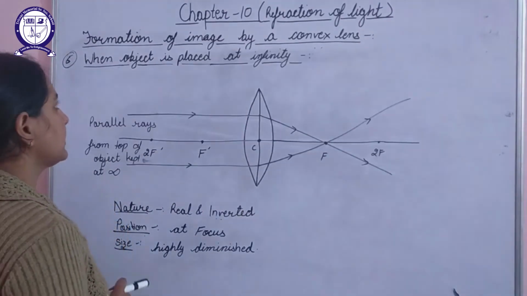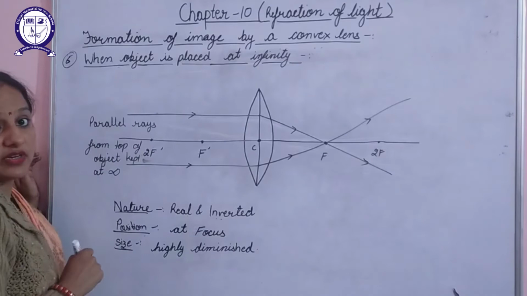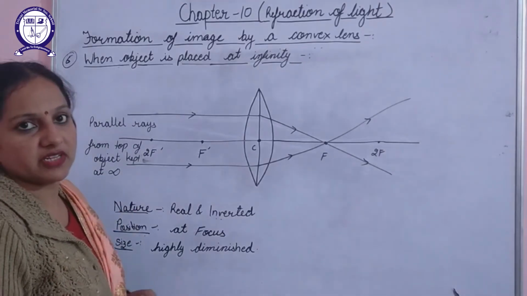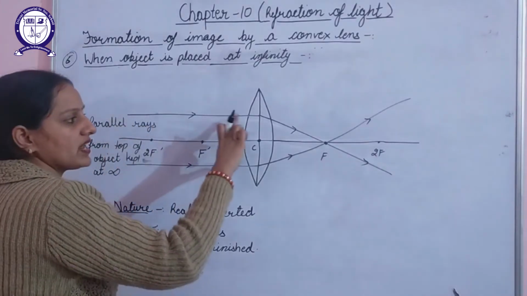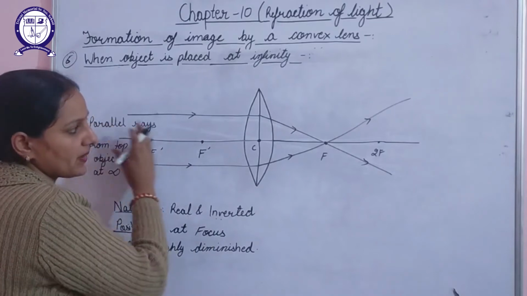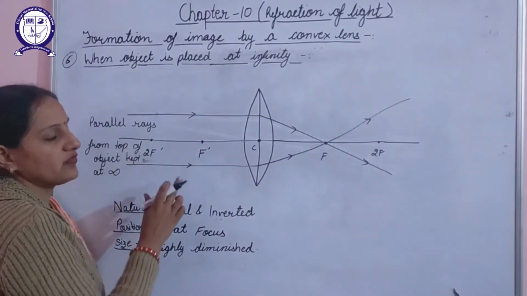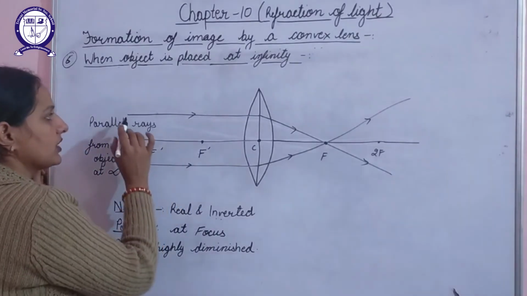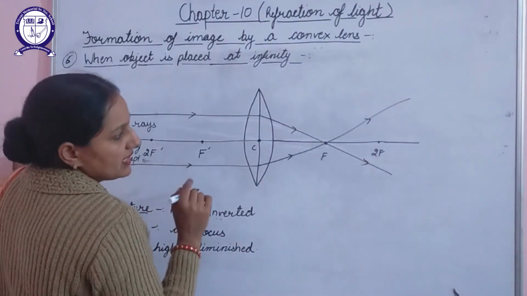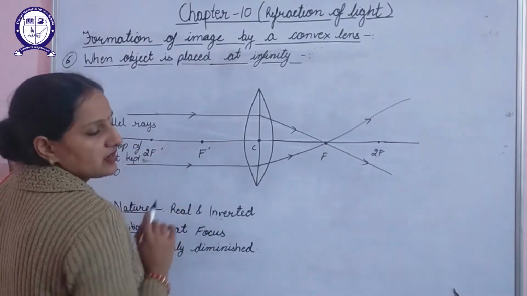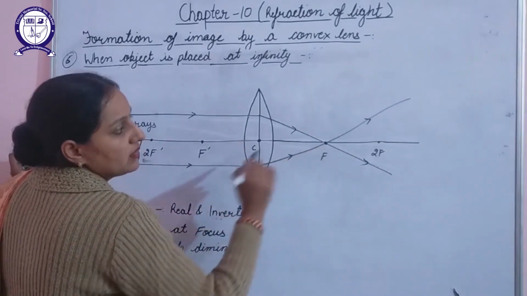Sixth case and the last case for the formation of image in a convex lens, when object is placed at infinity. Now we have discussed in part reflection of light that when object is placed at infinity, we will show it with the help of parallel rays of light. If we are showing parallel rays of light, it indicates that object is placed at infinity and these rays are coming from a distance of infinity. So here also we'll draw the parallel rays of light as if they are coming from the object which is kept at infinity. If the rays of light are parallel to principal axis, they will converge to pass through focus and they will meet at focus.